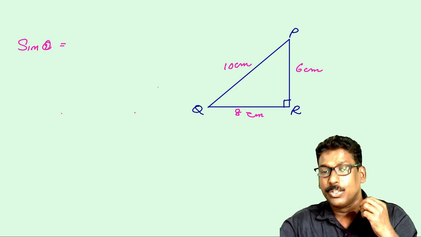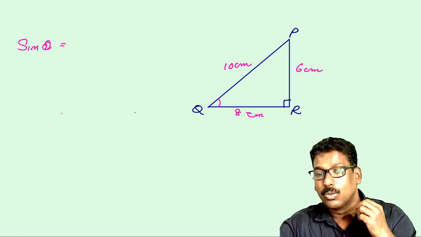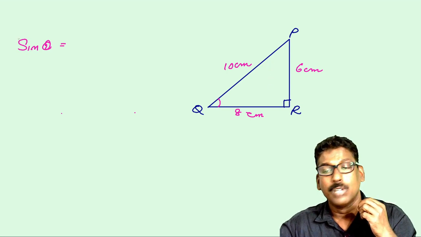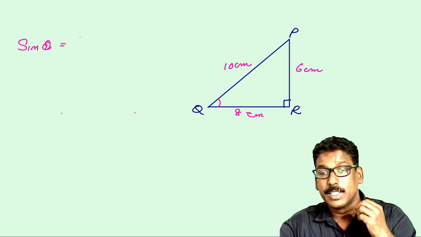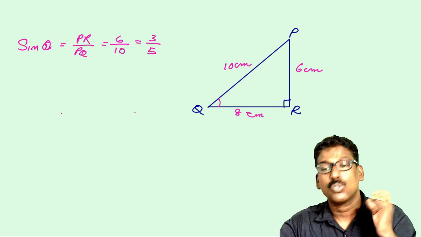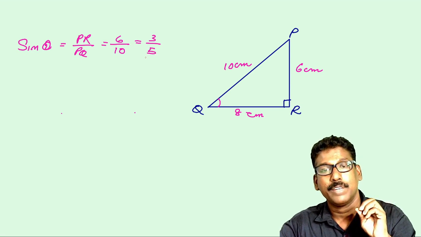Now, can you find out what is sine Q? Here, according to angle Q, opposite side is PR and hypotenuse is PQ. So, sine Q means it is PR by PQ. That is 6 by 10. You will get it is 3 by 5. So, sine Q is 3 by 5.